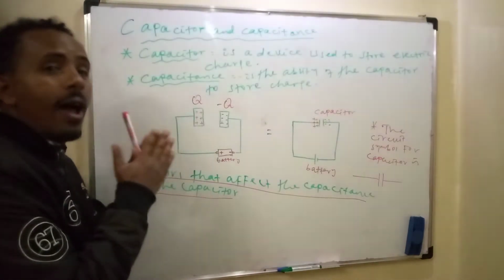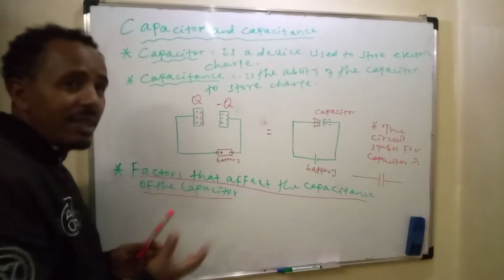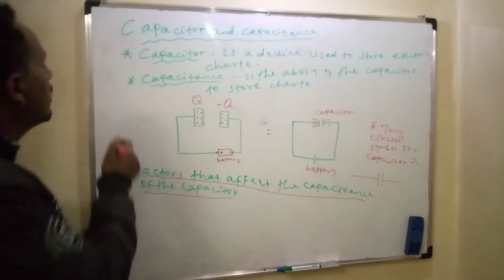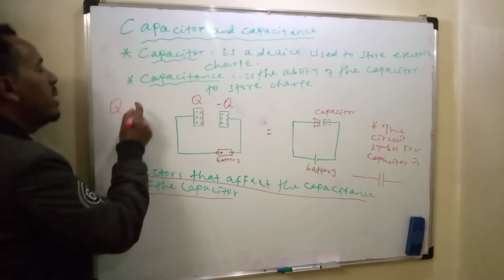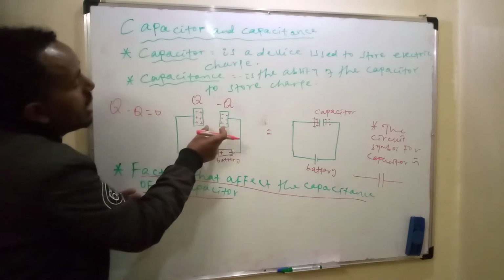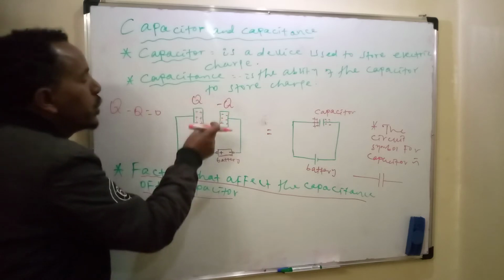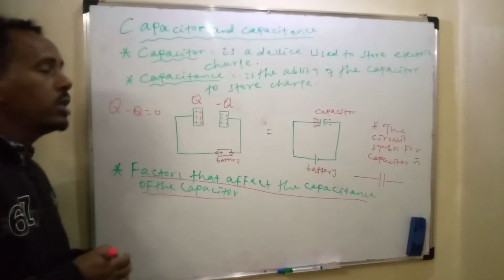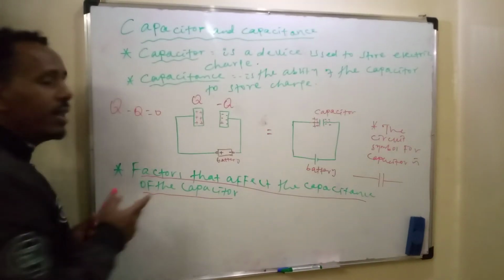If the two plates are in contact, the net charge on these two plates is equal to 0. This means Q minus Q, which is equal to 0. Because of this, there is no stored charge on the capacitor if there is no separation between the two plates.